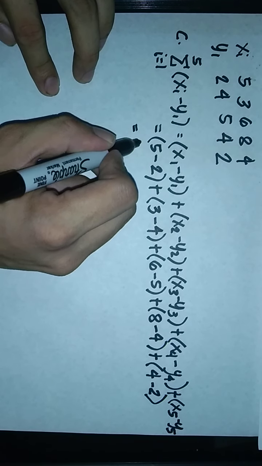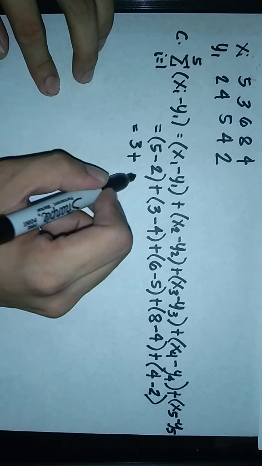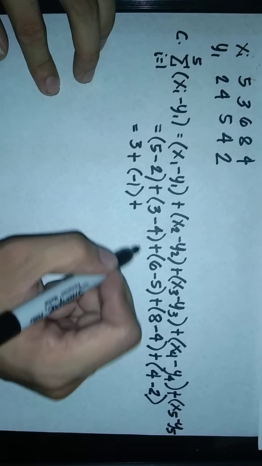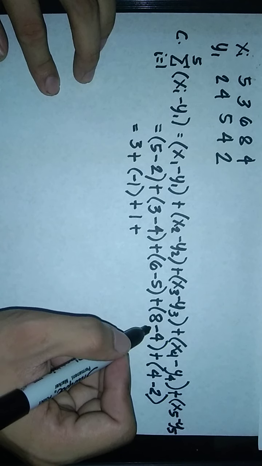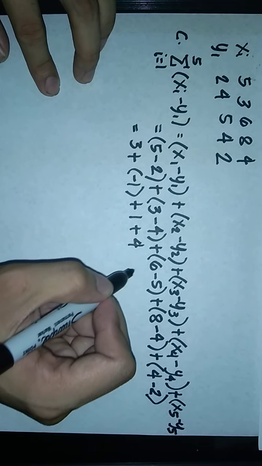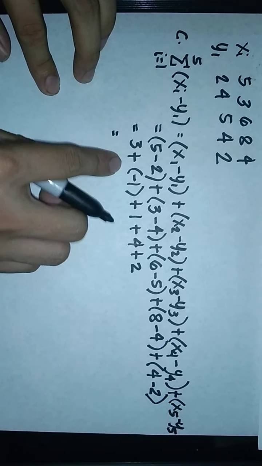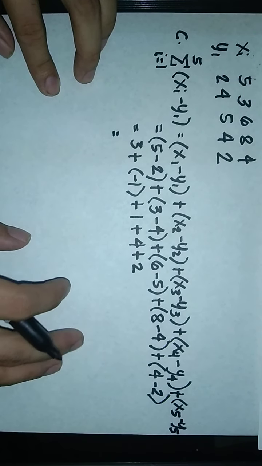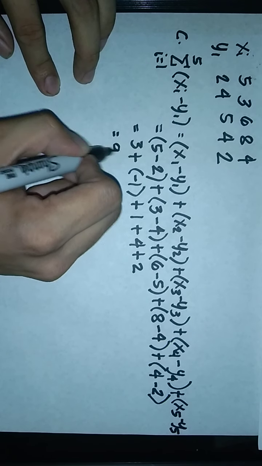5 minus 2 is 3. Let's have plus 3 minus 4. This is negative 1. Be careful with the signs. And then 6 minus 5 is 1. Plus 8 minus 4 is 4. And then 4 minus 2, that is equal to 2. So 3 minus 1 plus 1 plus 4 plus 2. So ipag-add lang natin siya, and this is equal to 9.